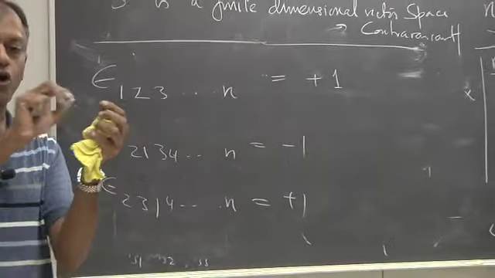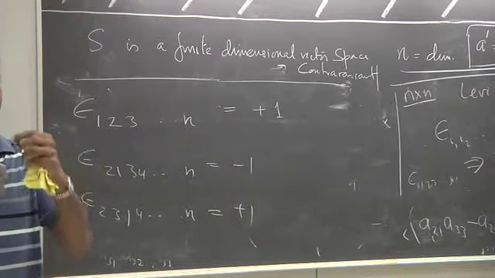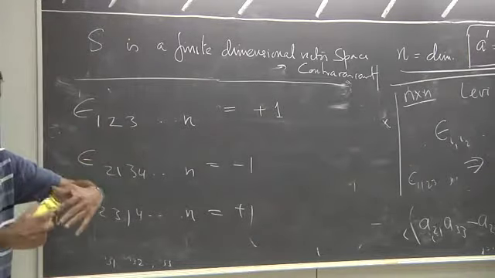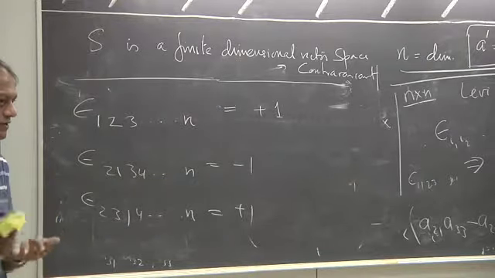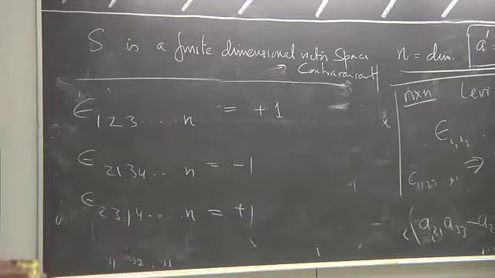So any ordering of 1, 2, 3, 4 all the way up to n, if it is obtained from this standard ordering by an odd number of permutations, it will be minus. If you arrive at it by an even number of permutations, it's plus. So it uniquely fixes completely, right? This is the important point.